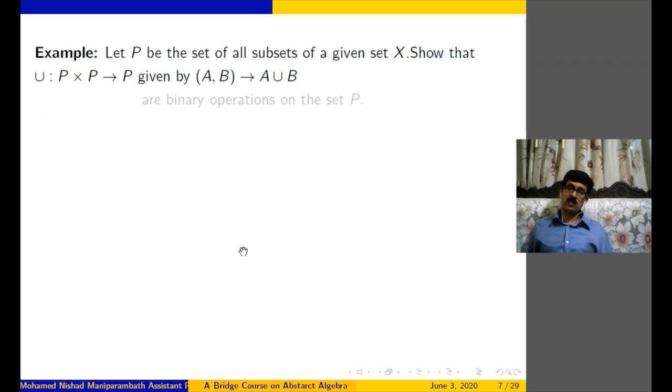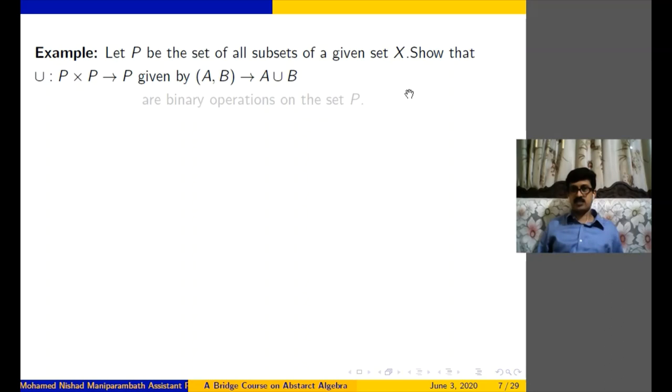We can move to another example. Consider the set P, the set of all subsets of a given set X. P contains all the possible subsets of X.